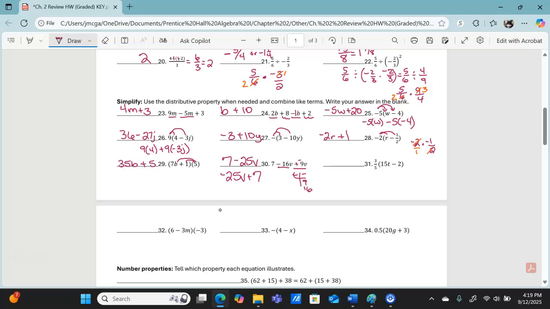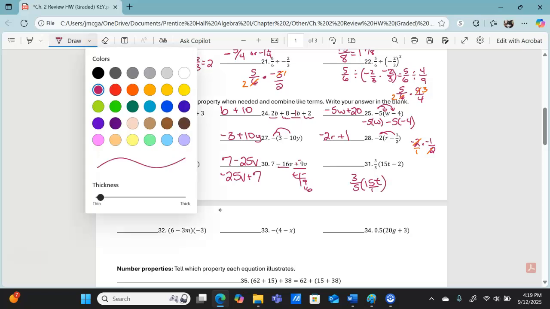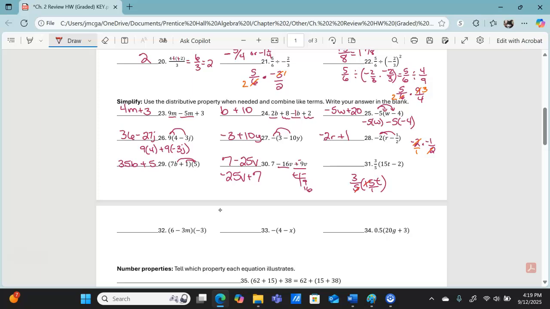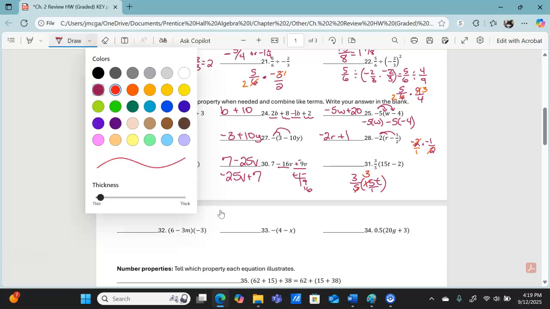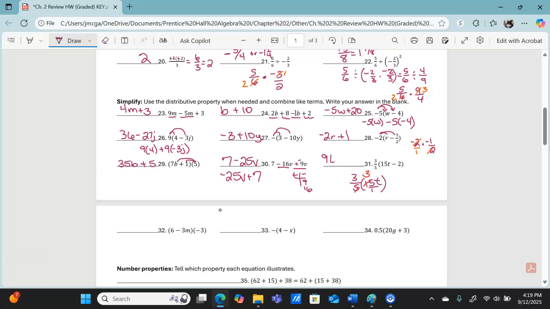Either one is fine. So 3/5 times 15t. We can write that over 1. So 5 will go into 15 3 times. So that would give me 9t plus 3/5 times negative 2. Again, putting that over 1, I'm going to get minus 6/5. And you could leave it as an improper fraction. If you did not want to, it would be 9t minus 1 and 1/5 as a mixed number.